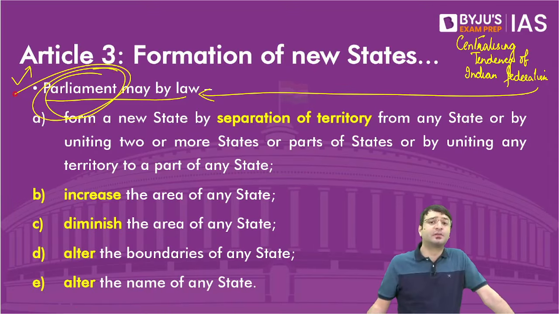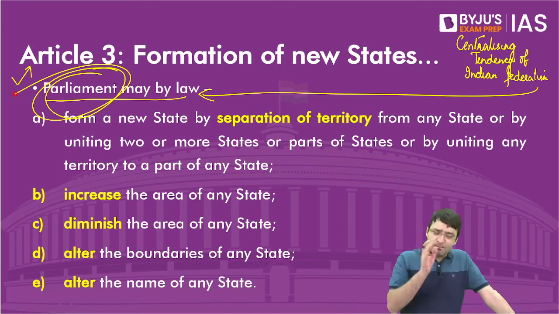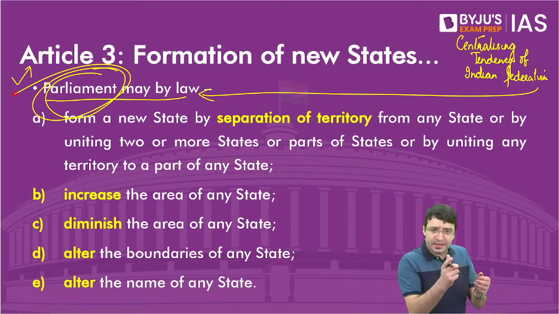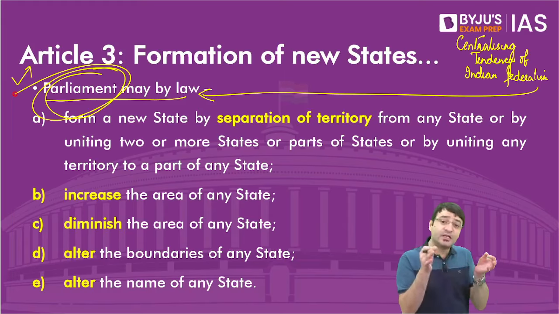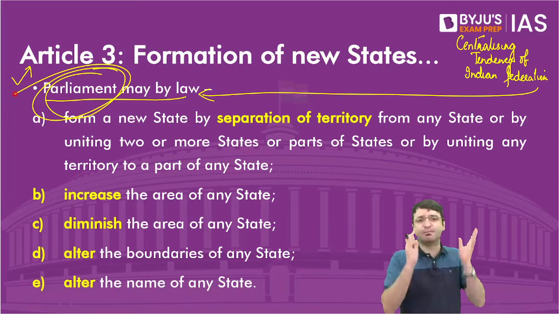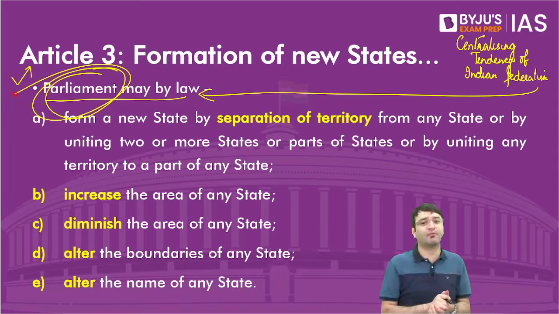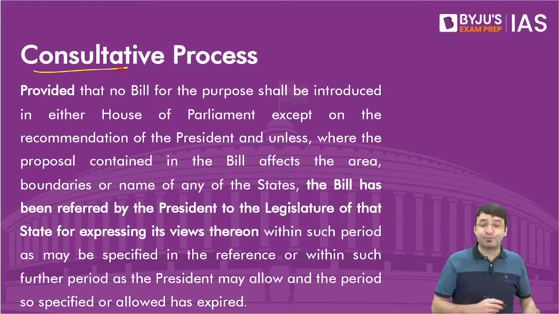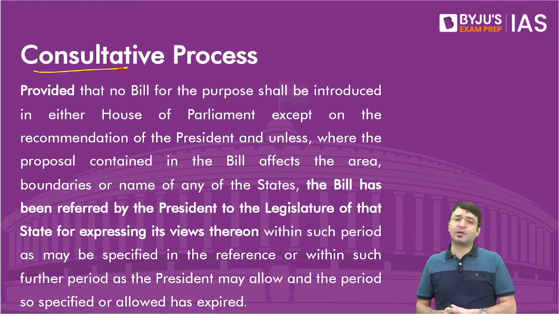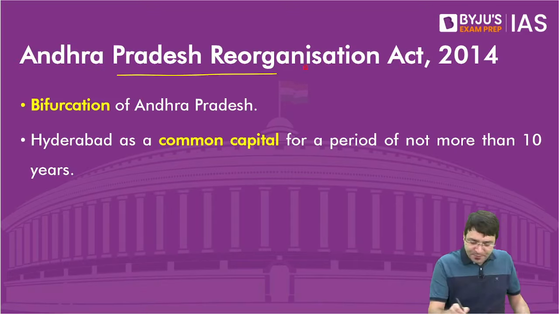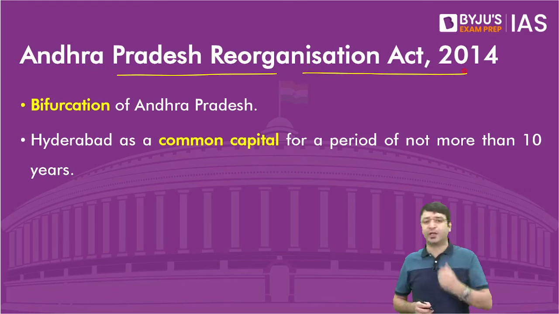So what is Article 3 of the Constitution? Parliament may, by law. What can Parliament do? It can, through law, increase the area of a state, decrease the area of a state, alter the boundaries of the state, change the name of a state, split the state, merge two or more states. That's the power available to Parliament under Article 3. But even then, there is a consultative process to be followed. What is the consultative process? For that, we will understand how Andhra Pradesh was reorganized in 2014.